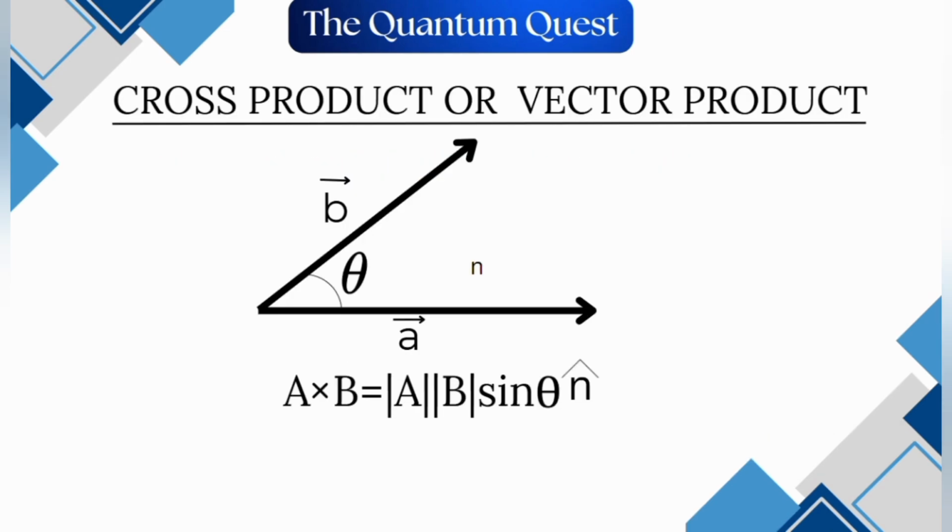The second method is cross product or vector product. If we have two vectors A and B and the angle between them is theta, then A cross B is given by mod A mod B sin theta into n cap, where n cap is the direction of the vector. In this method, we get the resultant as a vector and the n cap indicates its direction.